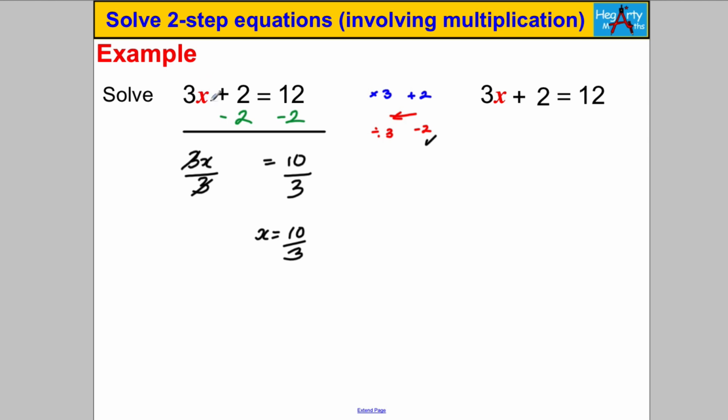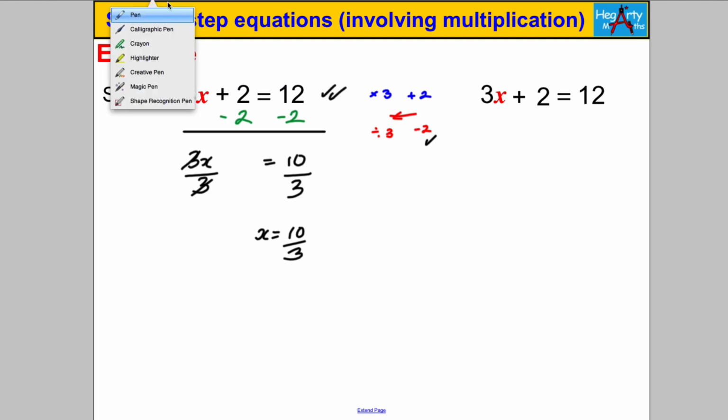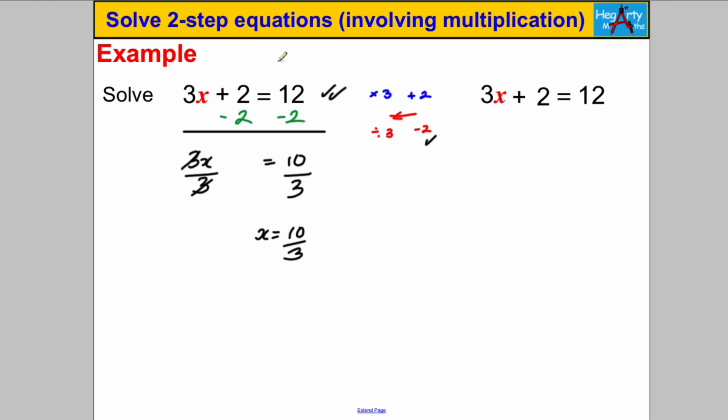Now, I can substitute in 10 thirds to check. 3 times 10 thirds is going to be 10. 10 add 2 is 12. Yeah, I've got it. Couple of things to note here before we go on. Look how my equal signs again are in a line. That's really important that they're in a line like that.